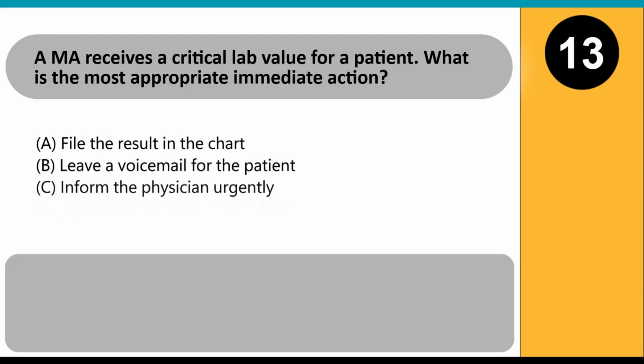An MA receives a critical lab value for a patient. What is the most appropriate immediate action? A. File the result in the chart. B. Leave a voicemail for the patient. C. Inform the physician urgently. D. Repeat the test for confirmation.